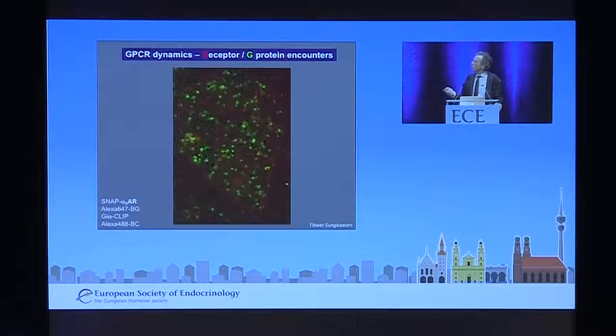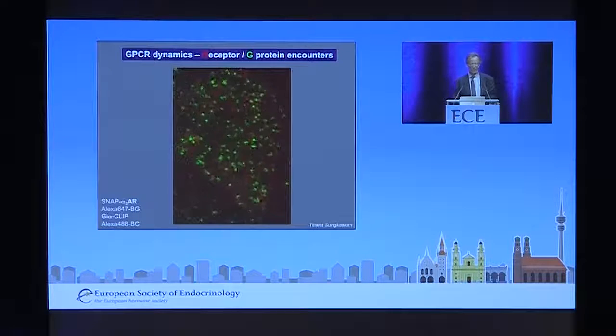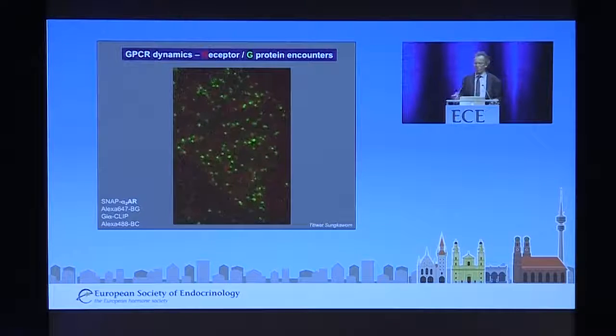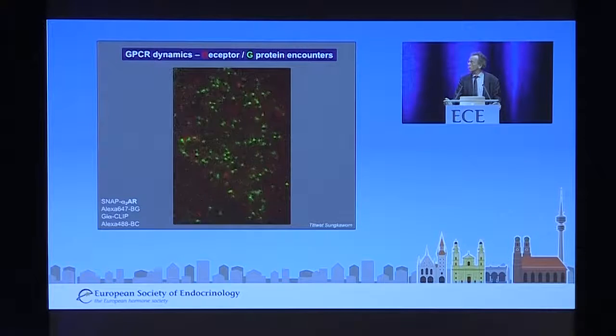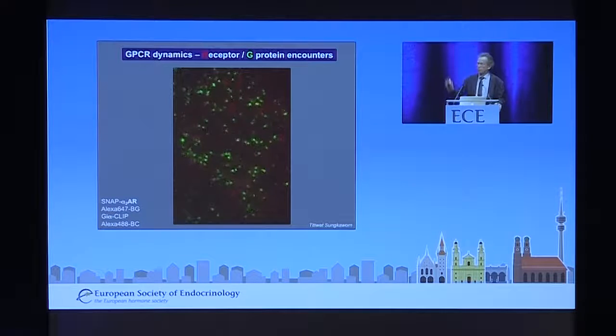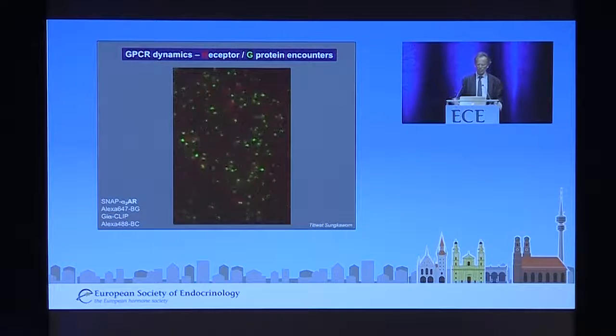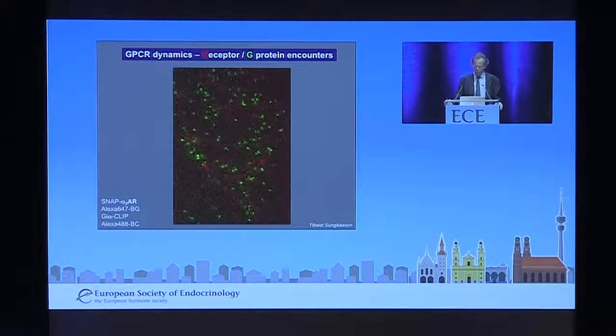Here you see red receptors and green G proteins as they move on the surface of a cell, and they do contact each other from time to time, but you see that the whole thing is quite a mess. Now, when you look at a film like this, you may have the impression that the receptors are evenly distributed over the surface of a cell.